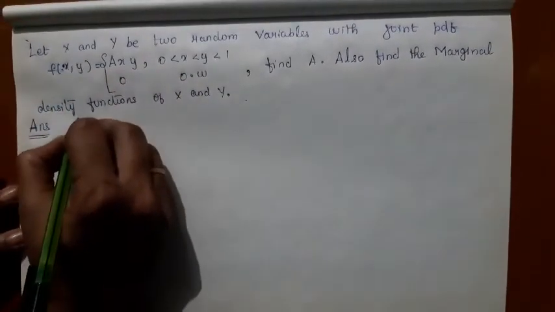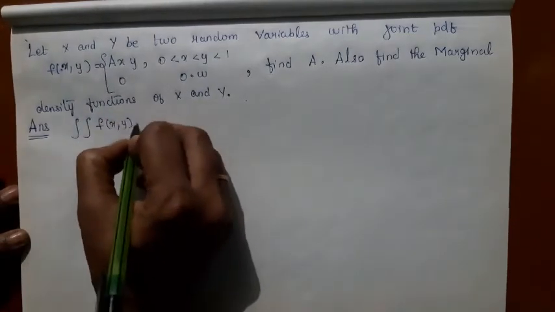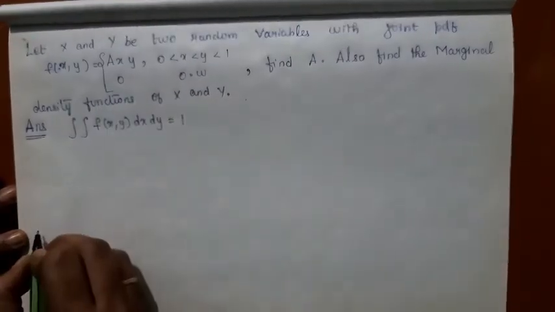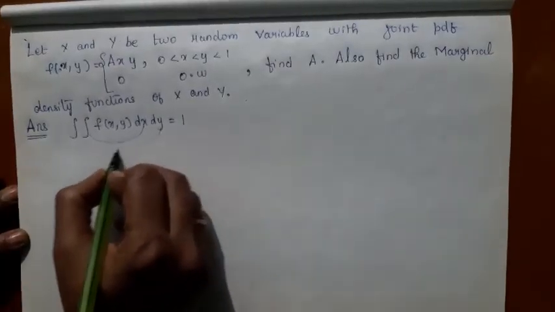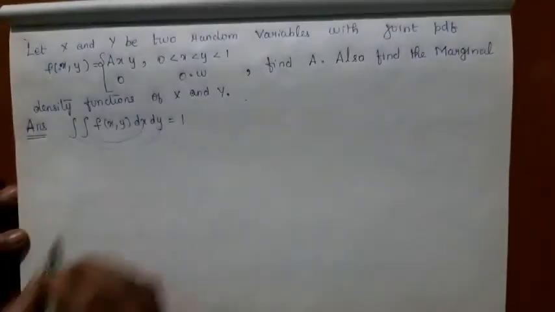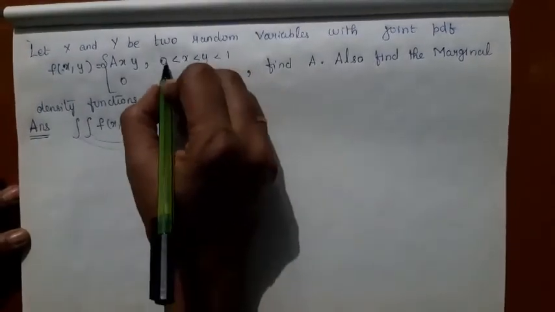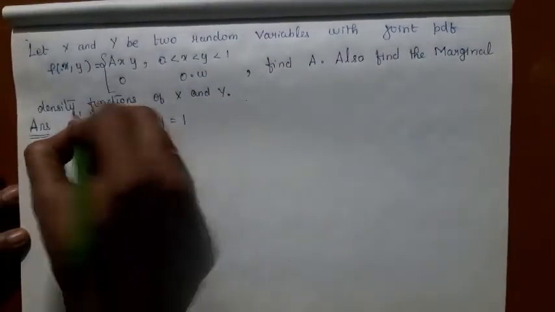So since f of x comma y is a joint density function, if you integrate f of x comma y over the full range of x and y, the answer should be 1. Now, see, the inner integral is for x and the outer integral is for y. For x, you write the overlapping interval in terms of y. For x, it is 0 to y. And for the outer integral, you write the real limits 0 to 1.